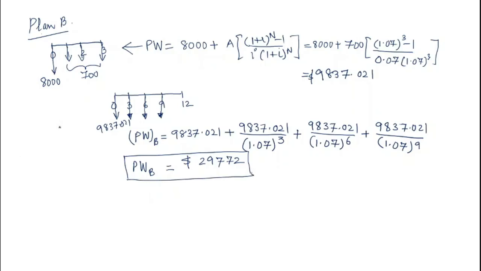On similar lines, if I draw it for plan C, the economic life is given as 4 years. So let me draw it for 4 years first. The first cost is given as $10,000, and then the annual costs are given as $500.